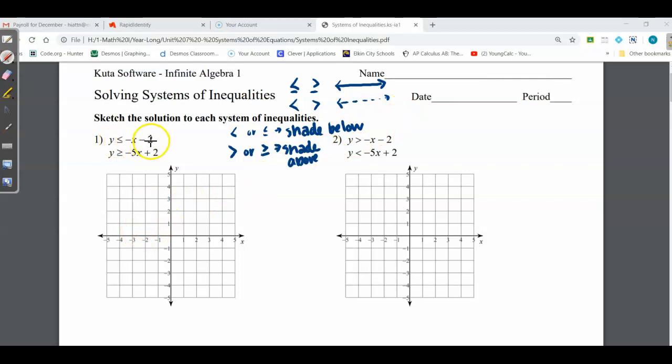So if I graph both of these lines, I have y is less than or equal to negative x minus 2. I've got a y-intercept at negative 2 and a slope of negative 1, so I'm going to go down 1, right 1. This is a less than or equal to, so I'm going to use a solid line. Please go ahead and shade this before you move on to the second line, or you're going to forget what is what. This is a less than, so I'm going to shade below this line.